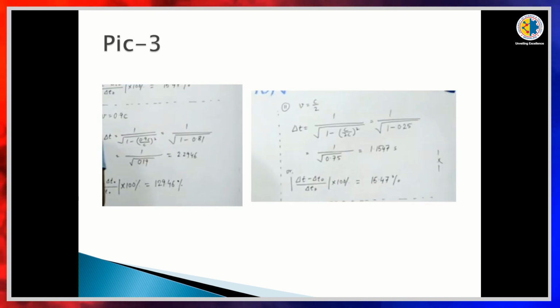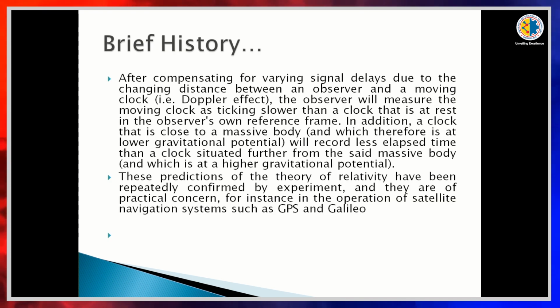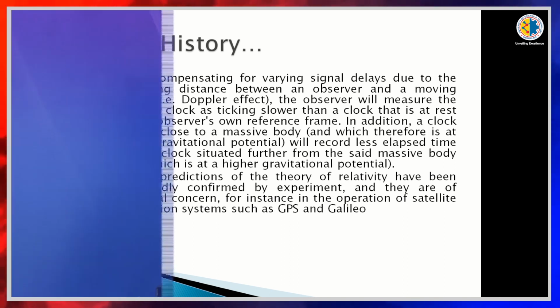In picture 3 we show that when the velocity is 0.9 c, we get the time difference delta t equal to 129.46%. When the velocity is half of the speed of light, we get delta t equal to 15.47%. Now we are going to discuss a brief history of time dilation, why time dilation happens, and the Lorentz transformation equation. All these things are explained in this slide.